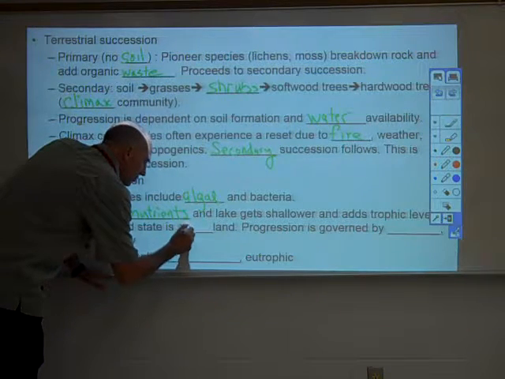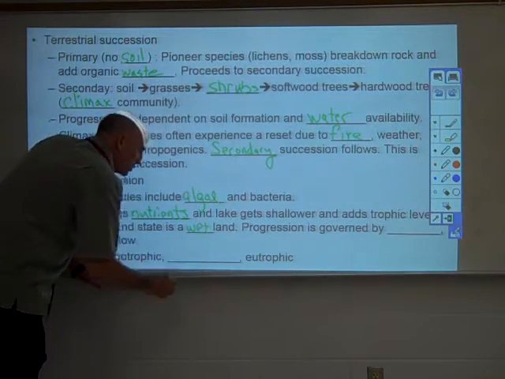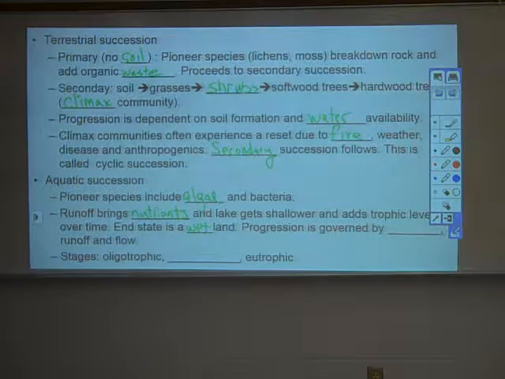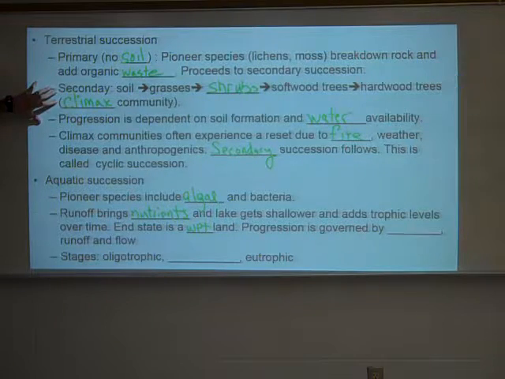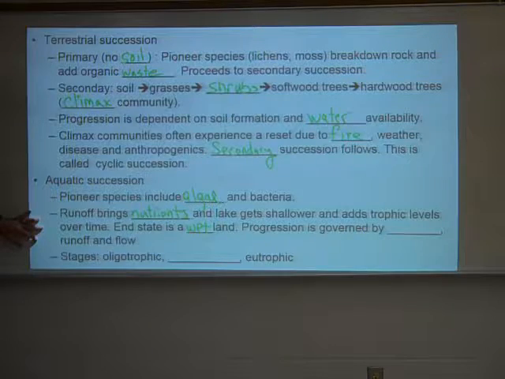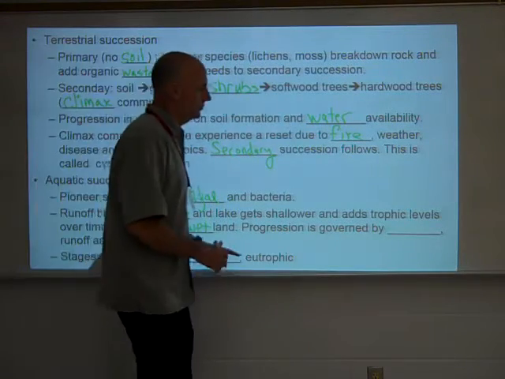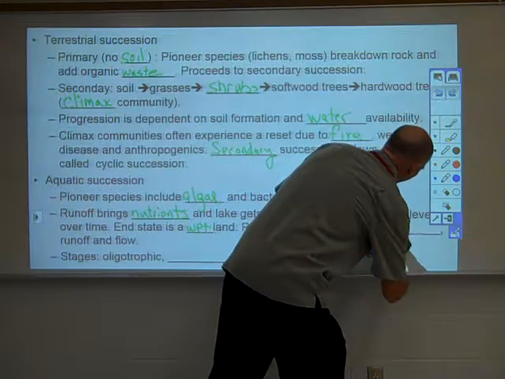And the eventual end state for this, which you could call the climax community for an aquatic ecosystem, is a wetland, where it's completely filled in. Okay. But just like up here, just like things don't always become hardwood forests, lakes and bodies of water don't always end up becoming wetlands, because there are a couple of factors that affect that. Temperature.